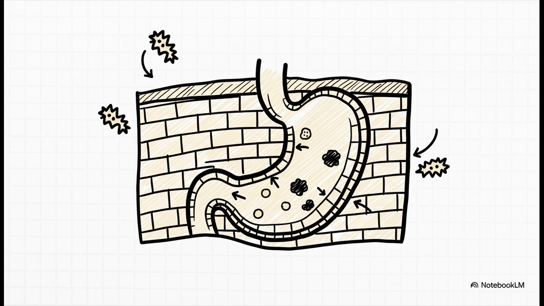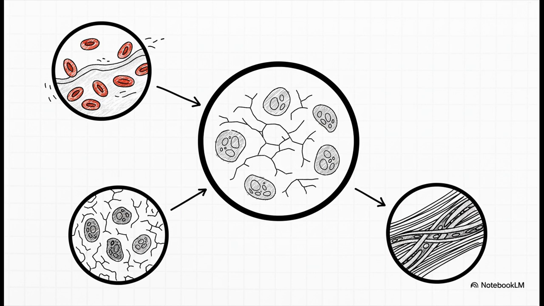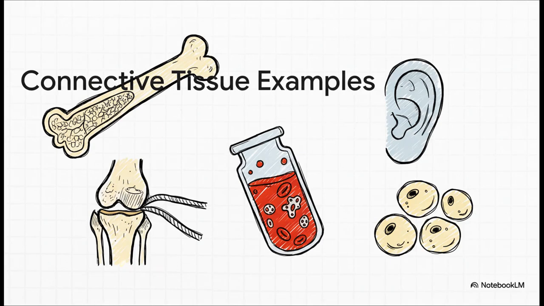Next up is connective tissue, and this is where things get really, really diverse. The main job is to support and bind everything else together, but it does this in so many different ways. The cells are kind of loosely scattered in a substance we call a matrix, and what that matrix is made of defines everything. And the range here is just wild.